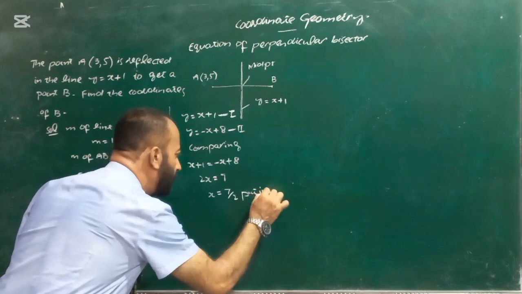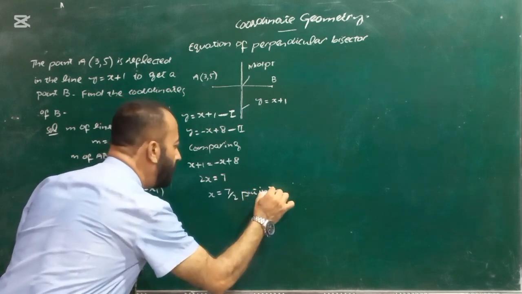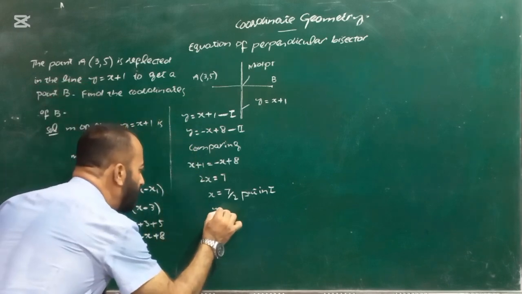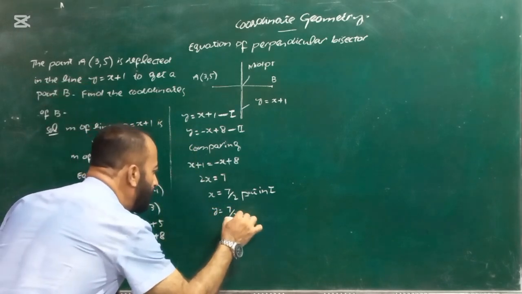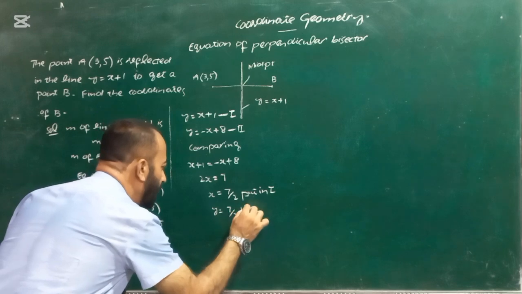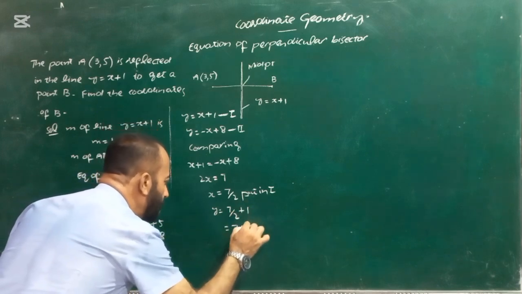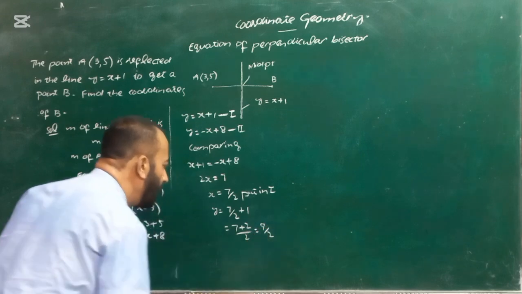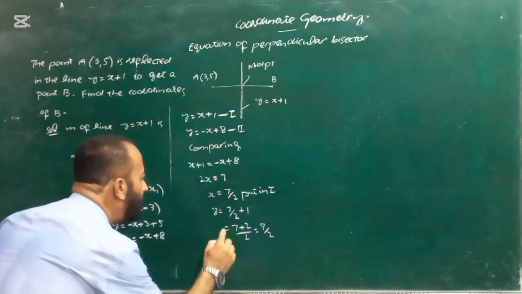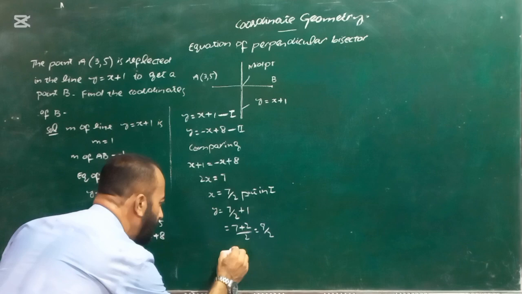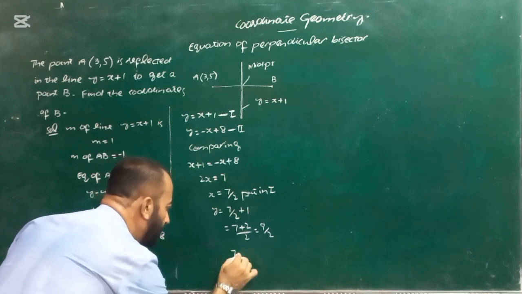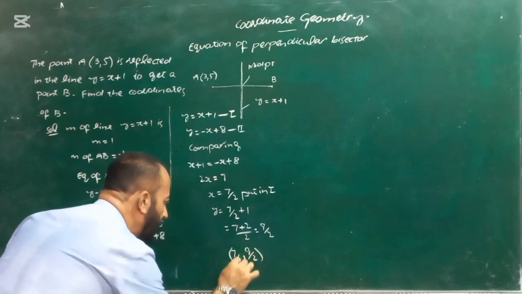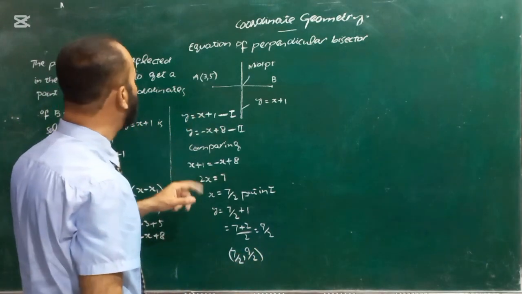So put in 1. 1 is comparatively easy. So y is equal to 7/2 plus 1. So from here 7 plus 2 over 2, 9/2. So it means the point will be 7/2, 9/2. This is the point of intersection of the two lines.